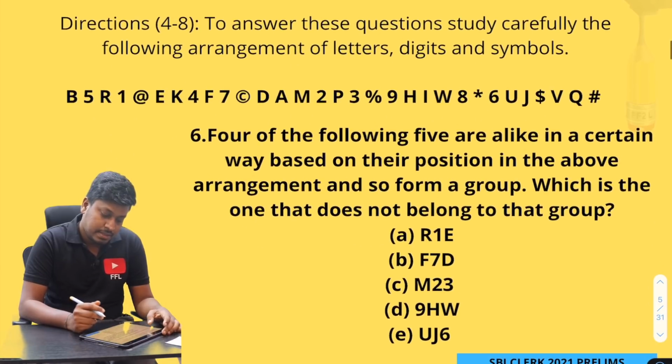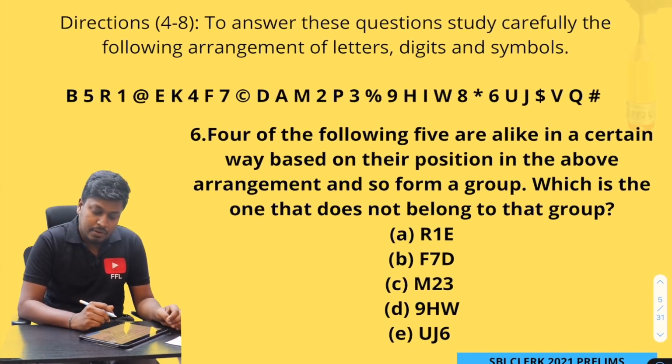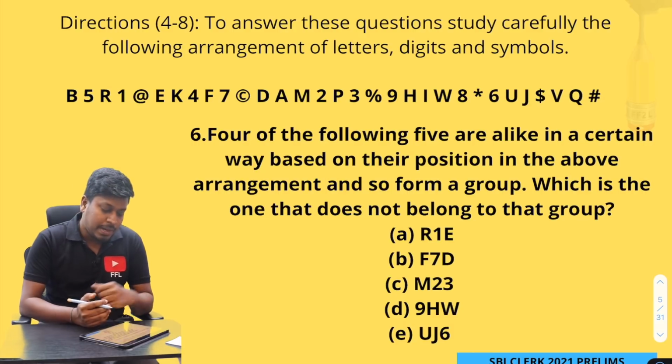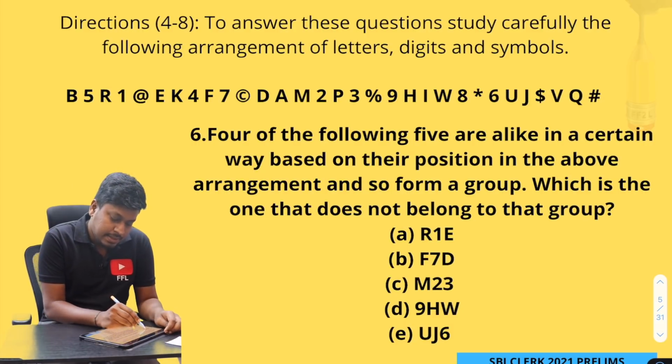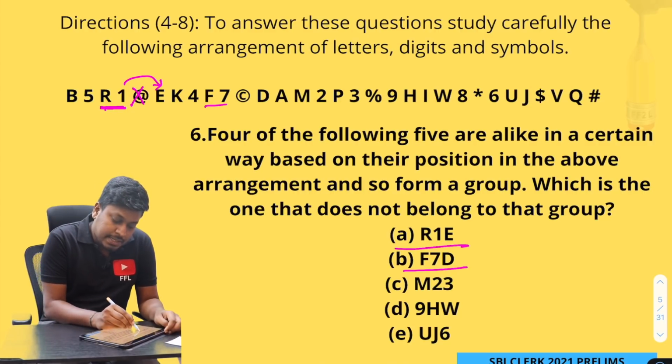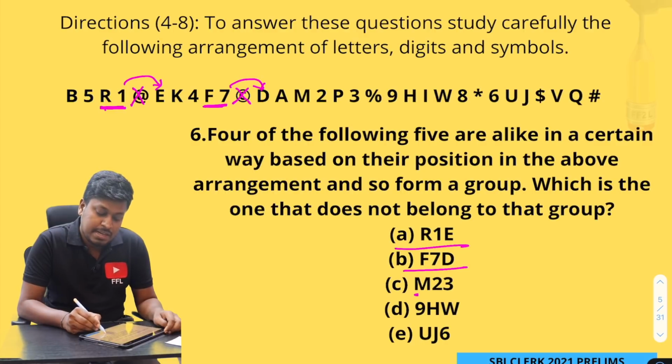So next question. Four of the following 5 are alike in a certain way based on their position in the above arrangement, so form a group. Which one does not belong to the group? So R1E, where are R1 and E? Just see, R and 1 are immediate neighbors, then they are leaving 1 and then it is E. Got it? So R1E. So F7D. Similarly, F and 7 are the immediate neighbors, they are eliminating the next letter and then they are calculating D. So F7D.